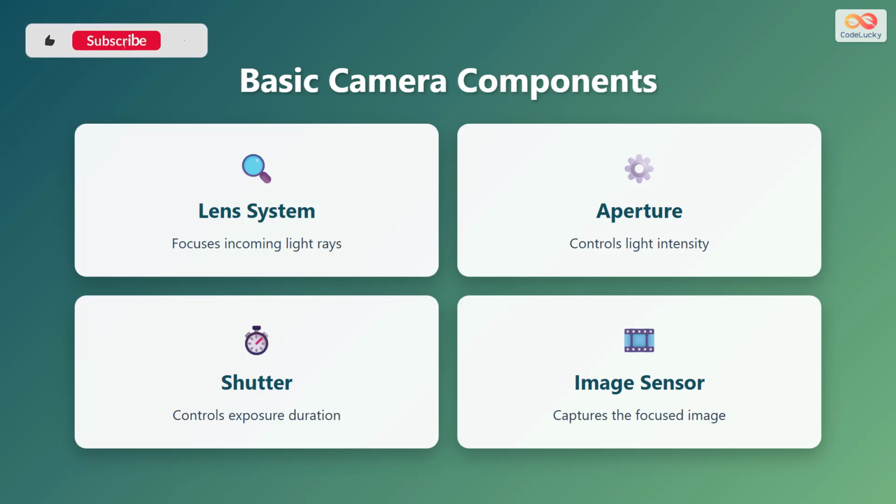Every camera, whether it's a simple smartphone camera or a professional digital single-lens reflex camera, relies on four essential components. First, the lens system focuses incoming light rays from the scene onto a specific point. Second, the aperture controls the intensity of light entering the camera, much like how the pupil of your eye expands and contracts. Third, the shutter controls the duration for which light is allowed to reach the sensor, determining how long the exposure lasts. Finally, the image sensor captures the focused image and converts it into a digital or chemical record. Each of these components plays a crucial role in producing high-quality photographs.